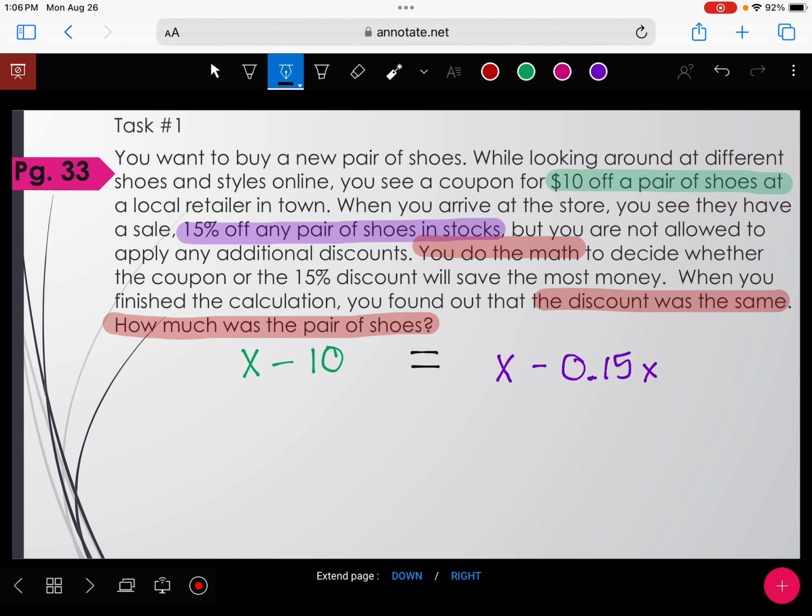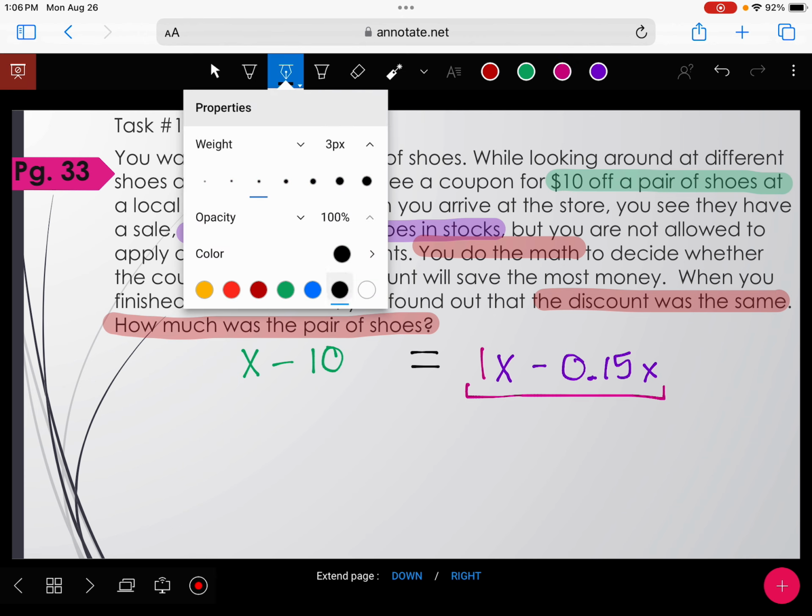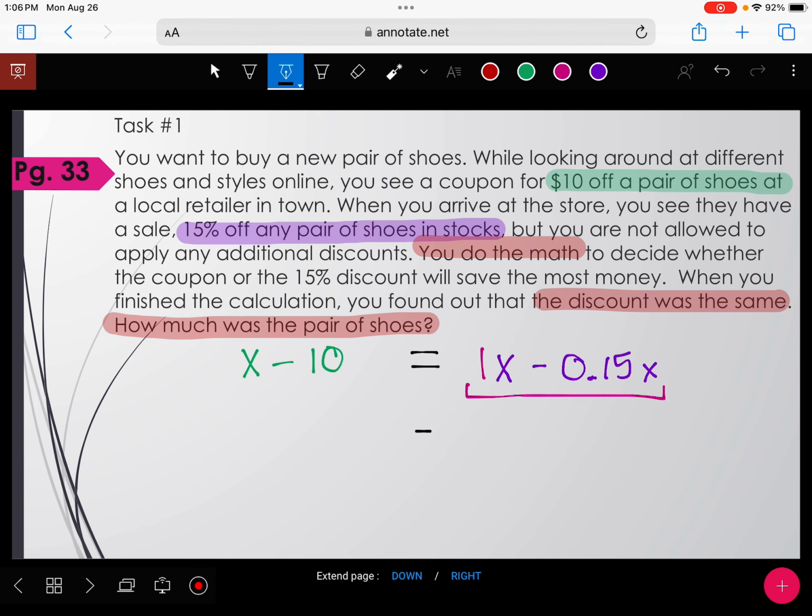So, lots of options on how to go through this. Usually what we start with is simplifying. I have two x's on this side. How many x's is this piece? It doesn't have a number. What does it mean? 1x. So if I have 1x and I'm taking away 0.15x, use our calculators. How much do we have left? 0.85x. And on this side, I still have x minus 10.